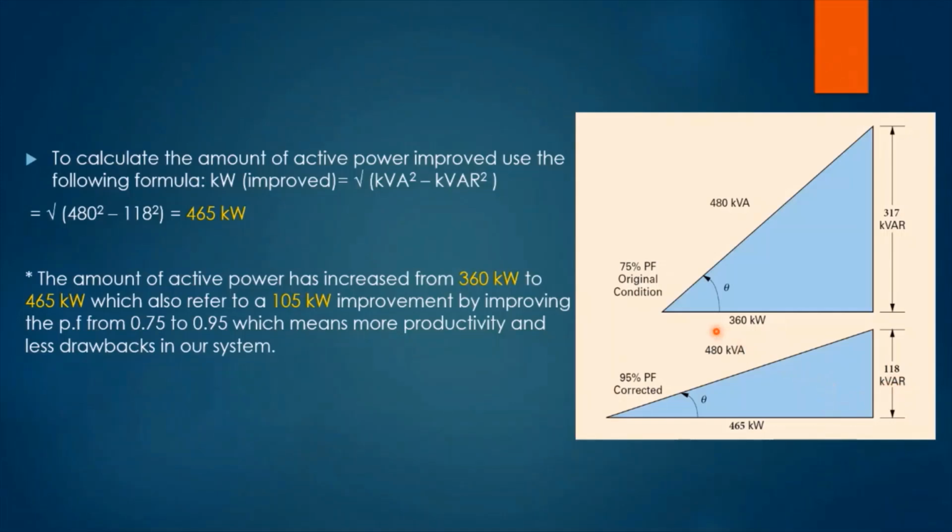Also, we can observe that the active power improved from 360 kilowatts to 465 kilowatts. And this means a 105 kilowatt improvement by improving the power factor from 0.75 to 0.95, which means now our system is more productive and has fewer drawbacks.